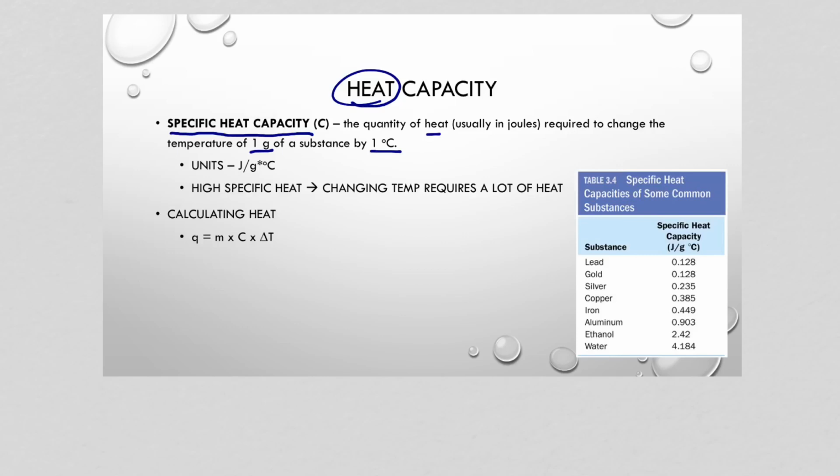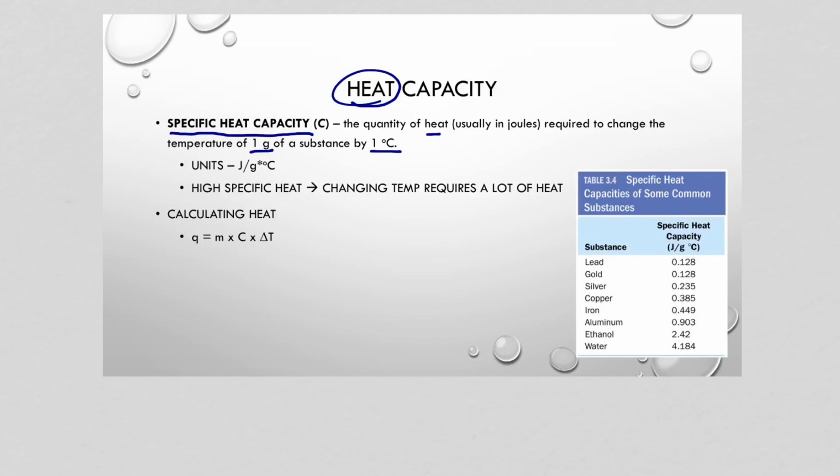Now, if we look at a table of these heat capacities, kind of like what we looked at with densities, right, they give us a basis of comparing it. So in this case, right, it tells us how much heat it takes to raise or lower the temperature of these particular substances. So the lower the specific heat capacity, the easier it is to change the temperature of something. So the less energy it takes to do that. So to change the temperature of, say, copper only takes 0.385 joules to change 1 gram by 1 degree.